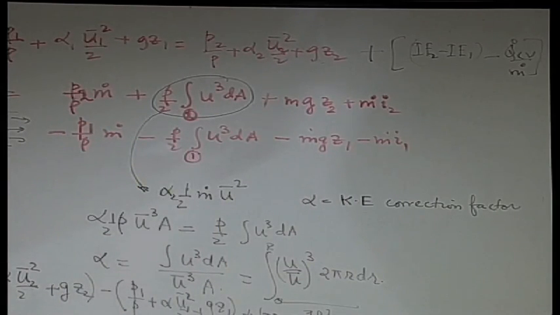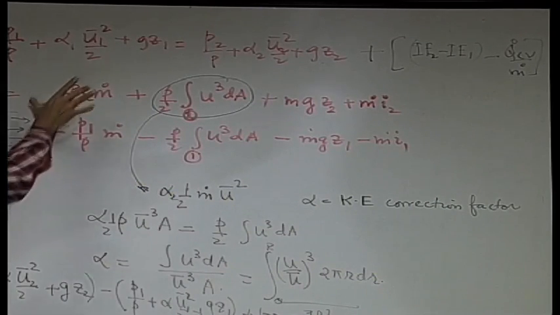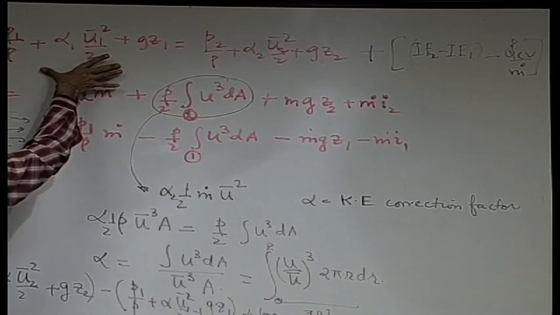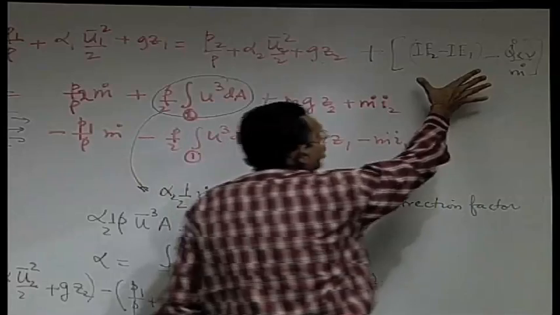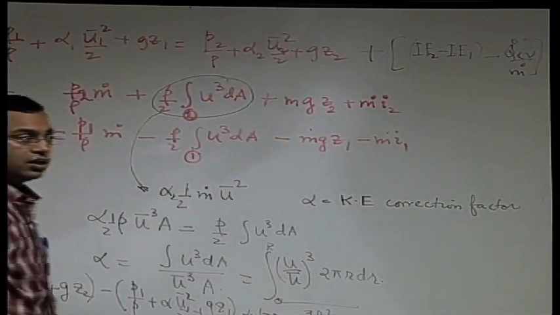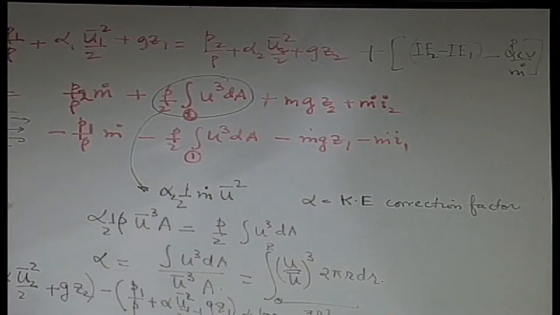Now, if you consider these alphas as 1, this will look like a modified Bernoulli's equation, that here you have the total mechanical energy at 1, here you have the mechanical energy at 2, and you have a term here, the correction term. This correction term, if it is 0, then it is just like the Bernoulli's equation that you have studied earlier. So, sometimes this is known as modified Bernoulli's equation. Again, that is a very wrong concept.